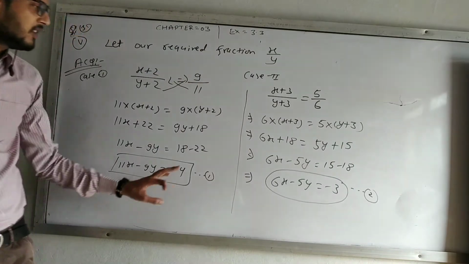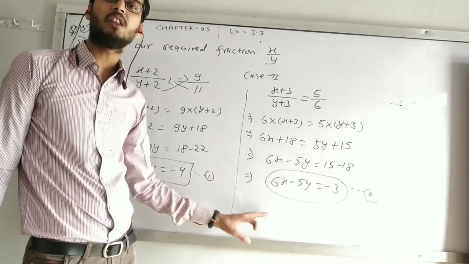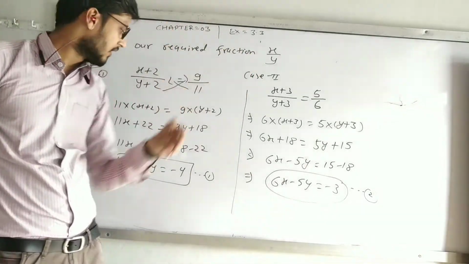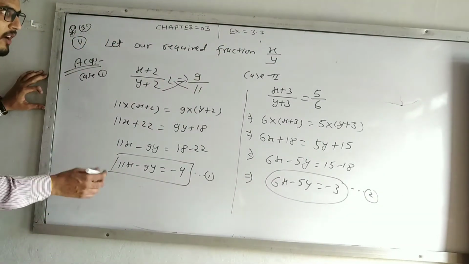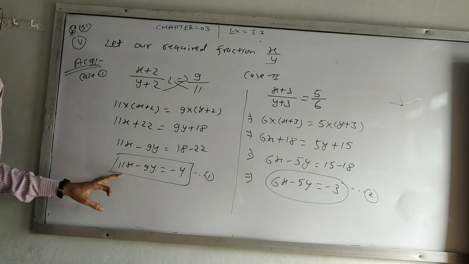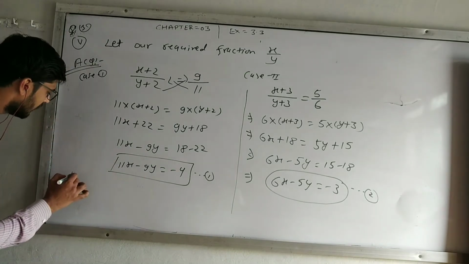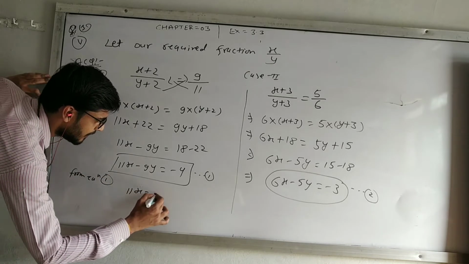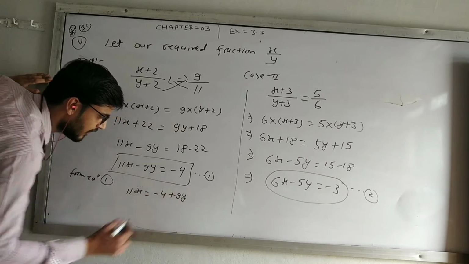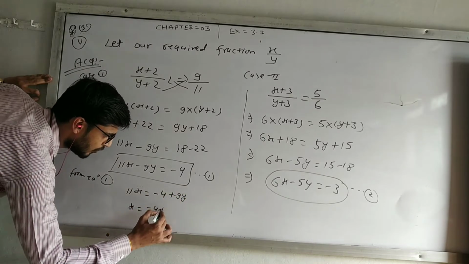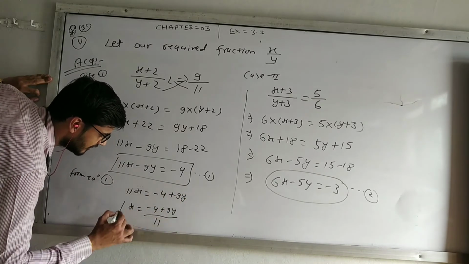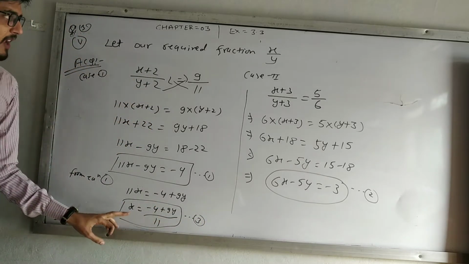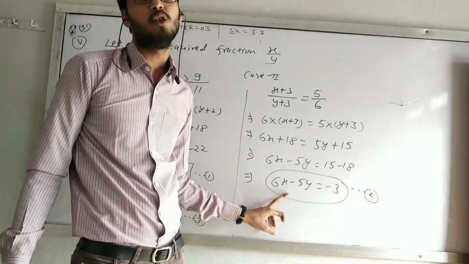Now we solve these equations by using the substitution method. We get the values of x and y, then find our required fraction. So from equation first, we find the value of x in terms of y. So 11x equals minus 4 plus 9y. So x equals minus 4 plus 9y upon 11. This is our equation third. Now we put this value of x in equation second. We get the value of y.